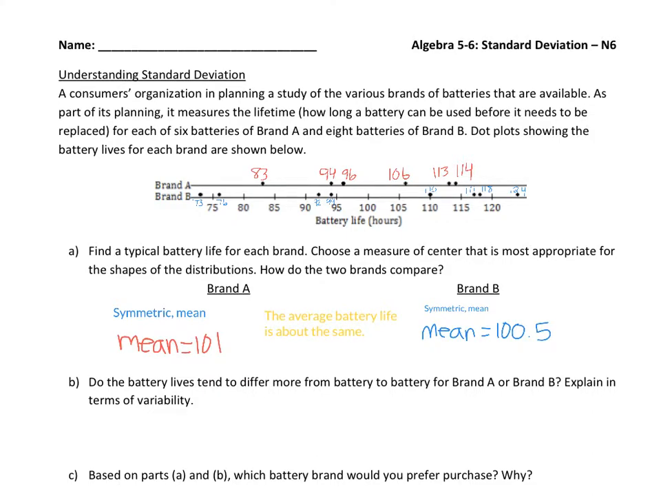Okay, letter B. Do the battery lives tend to differ more from battery to battery for brand A or brand B? Explain in terms of variability. Well, I just said that brand B has a greater variability, so we just need to jot that down. And again, variability means that it's more spread out.